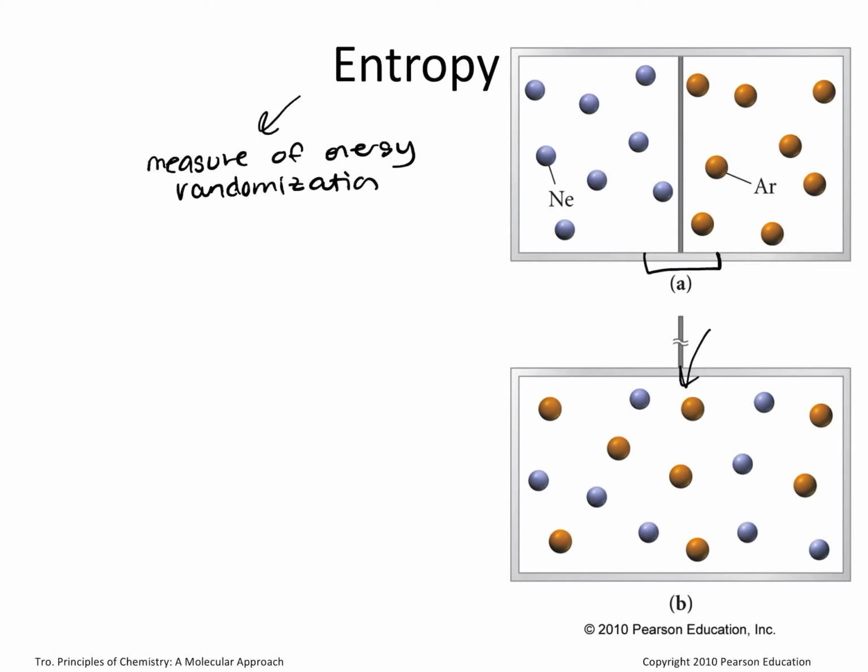I always like to say energy of disorder, so it's going towards more disorder. If you look at this, it is nice and ordered. However, when you remove the barrier, they're going all over the place, going towards disorder, towards randomization.